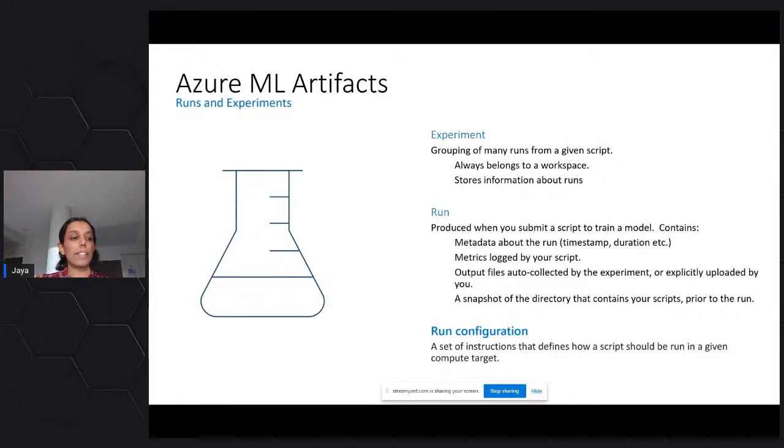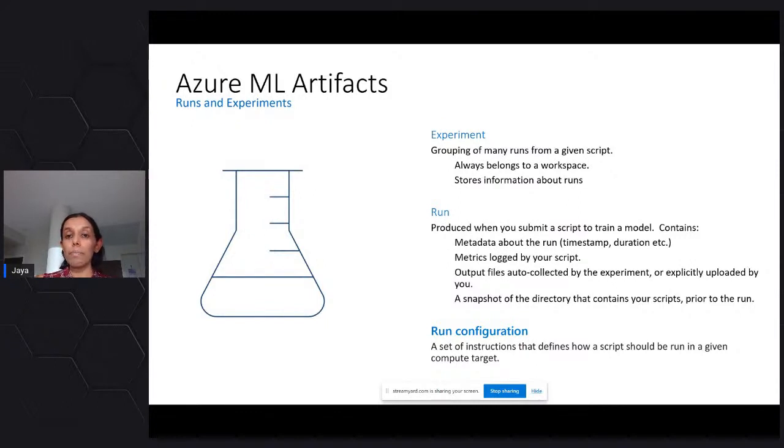Now, what are runs and experiments? Once you run a training script, that's called a run. An experiment is essentially a grouping of many runs from a given script. So maybe for a training script, I run it with different hyperparameters, and each one produces a run.